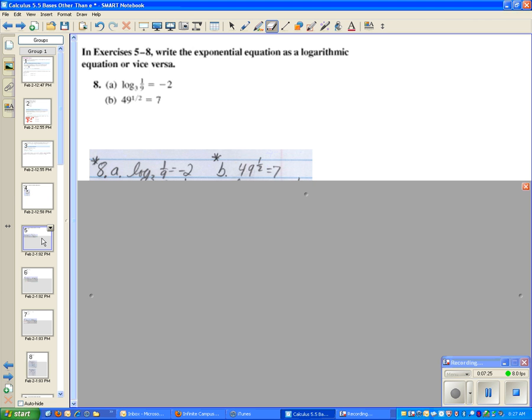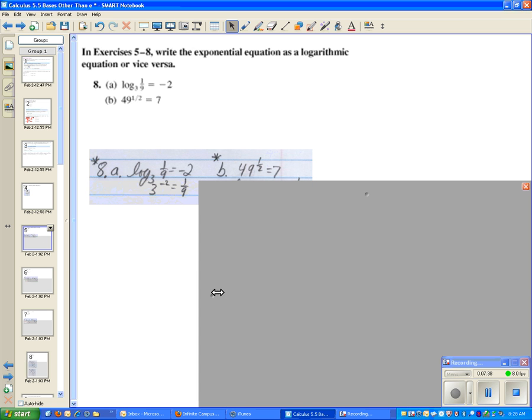How do I know 8a is a logarithmic equation? It's got a log in it. Okay? So no big fancy reason. It's got log in it. All right, so don't look. All right, so what do we do here?